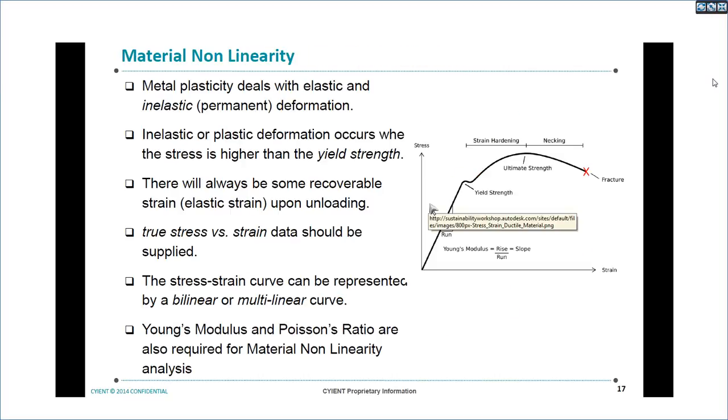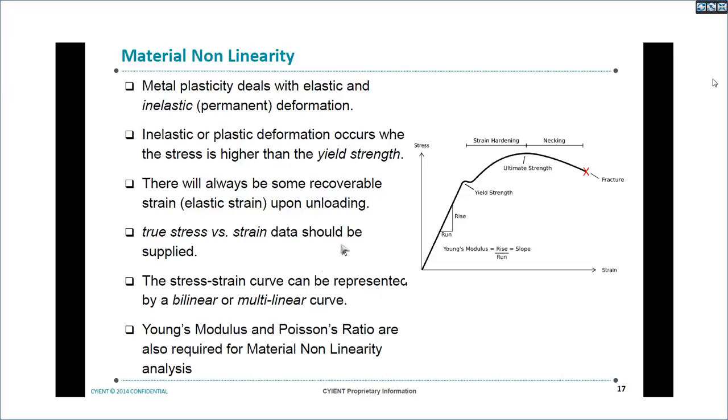There will always be some recoverable strain upon unloading. So when you try to unload a component, if it is below the yield strength, the stress and strains will be recoverable. If it is above the yield strength, only partial strains will be recoverable.